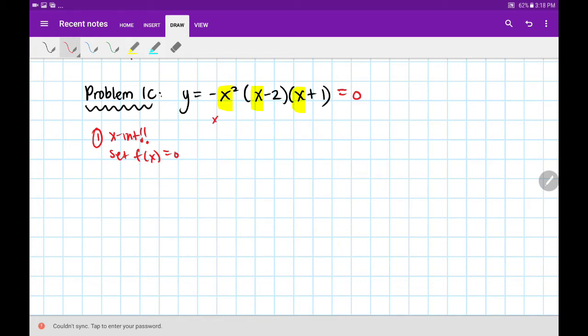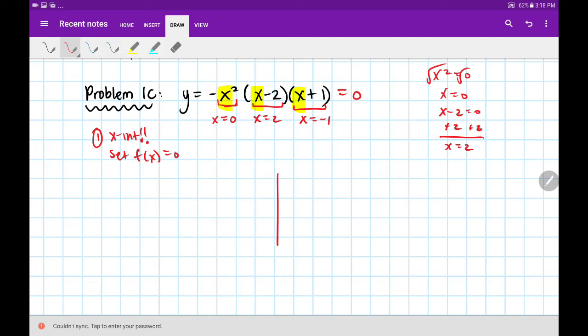So they will be at x equals 0, and I got that by setting this equal to 0 in my head, really. My next x-intercept is x equals 2, and I got that by doing x minus 2 equals 0, adding 2 to both sides. And then my last one is x equals -1. Right now we're ready to plot. So at x equals 0, at x equals 2, at x equals -1. Our next step is to put pluses and minuses starting on the right side.